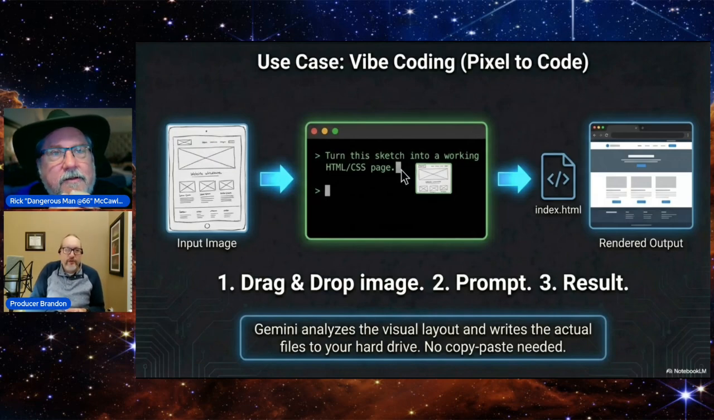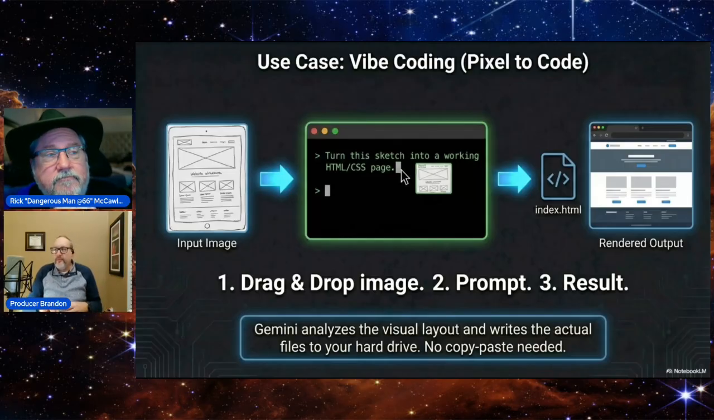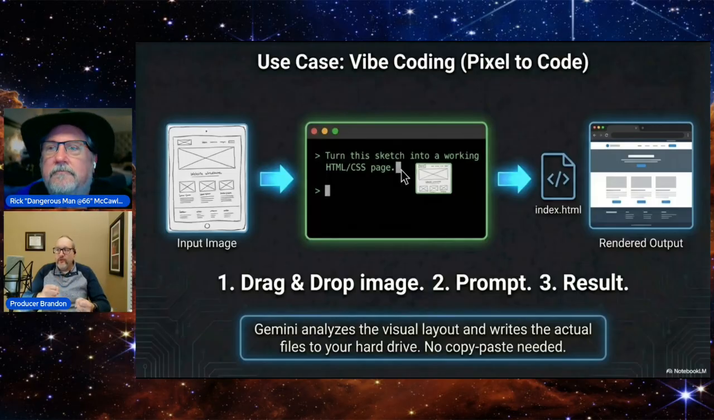Vibe coding, pixel to code. So if you give it an image and you say, hey, I have an image in this folder, and I want you to turn this sketch into a working HTML CSS page. I'm going to drag and drop the image into the terminal and prompt it, and it's going to use Gemini and analyze the visual layout and write the actual files to your hard drive, so you don't have to copy and paste anything. Okay, I like that.